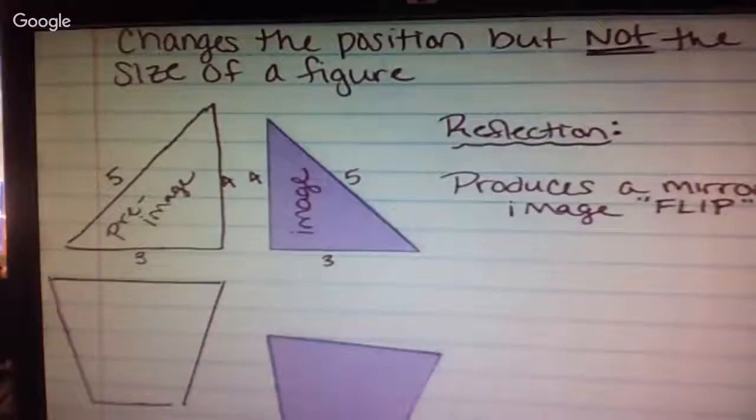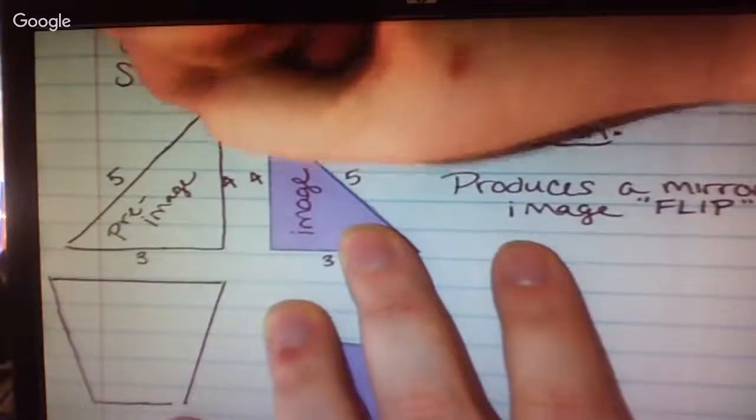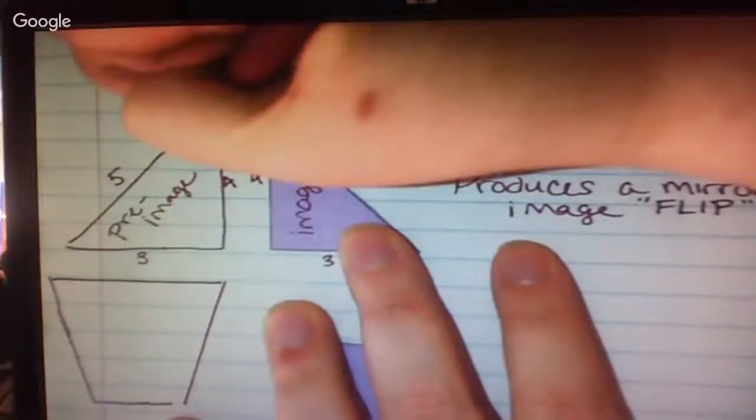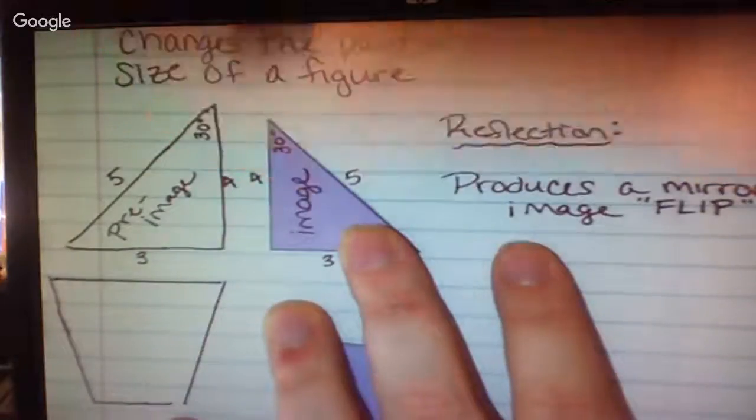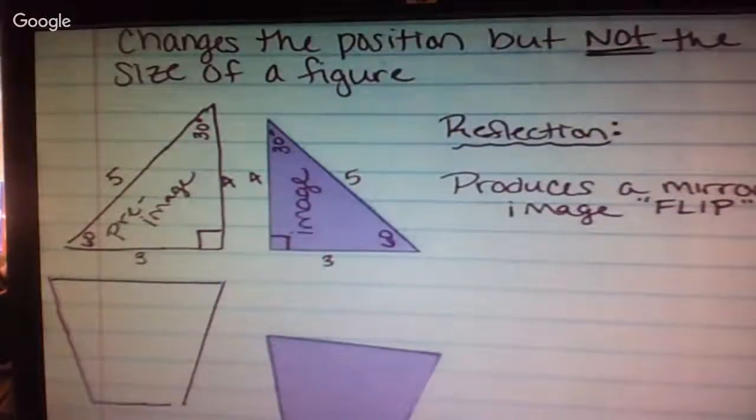They don't change. Something else that's preserved are your angles. If this is a 30-degree angle, this is a 30-degree angle. If this is a 90, this is a 90. And if this is a 60, this is also a 60. So your angles stay the same in a reflection. Your sides stay the same in a reflection. It just moves.